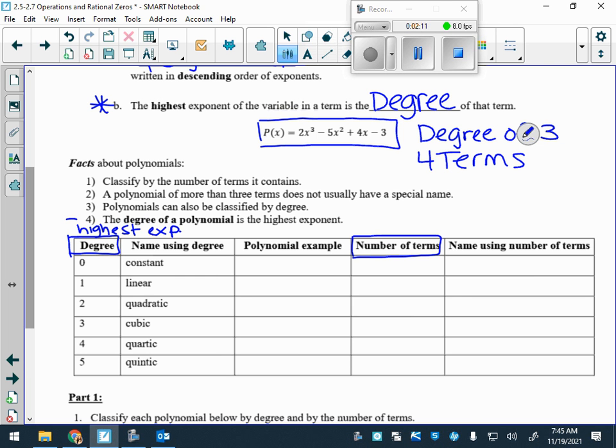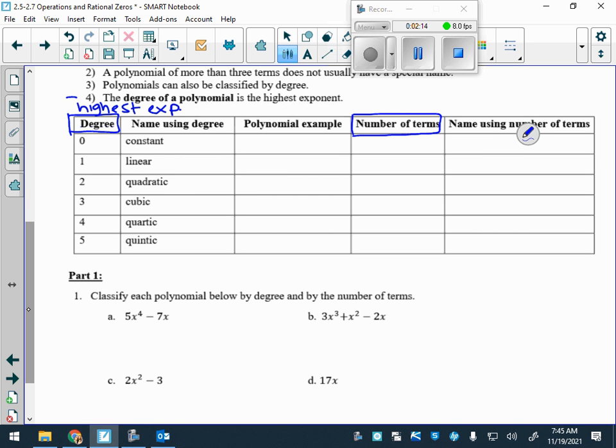If you have a degree of 0, that's a constant. This is just a number value. So for example, 5. If you notice, there's no x attached. It's just 5, or 3, or 2. The number of terms in this example is 1. So the name that we use for the number of terms is monomial, meaning 1.